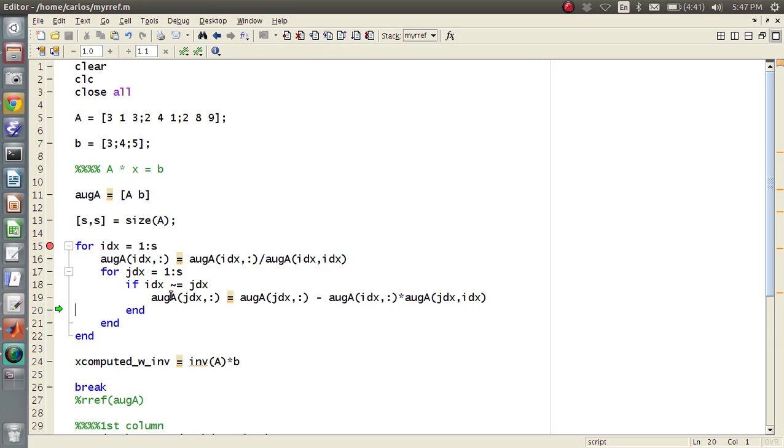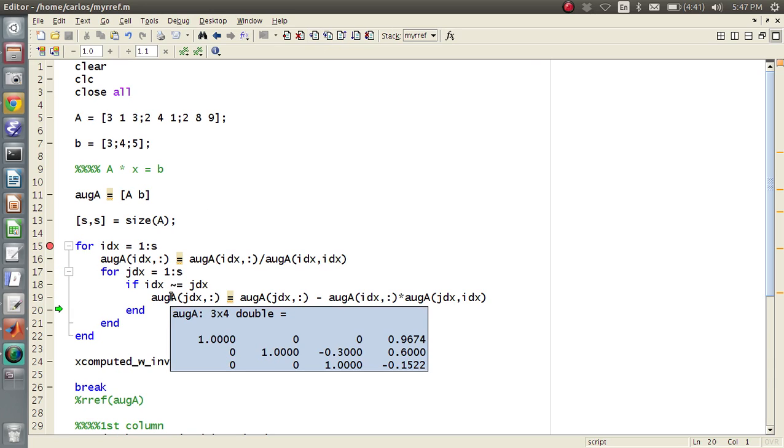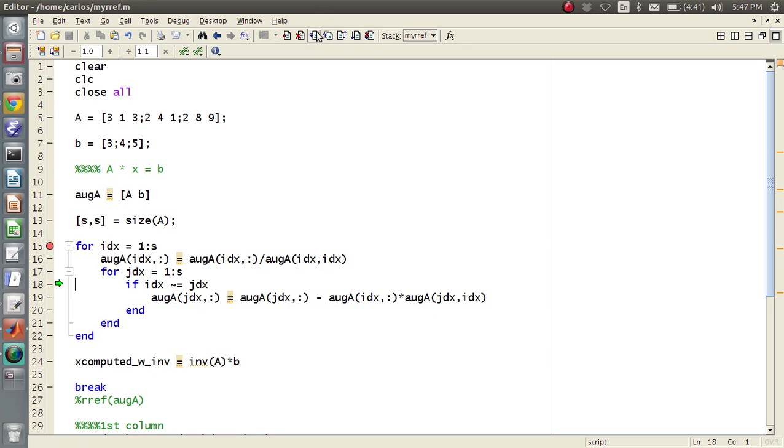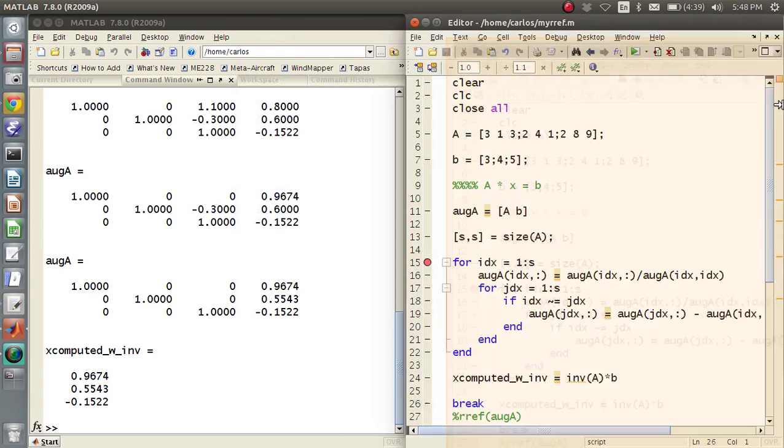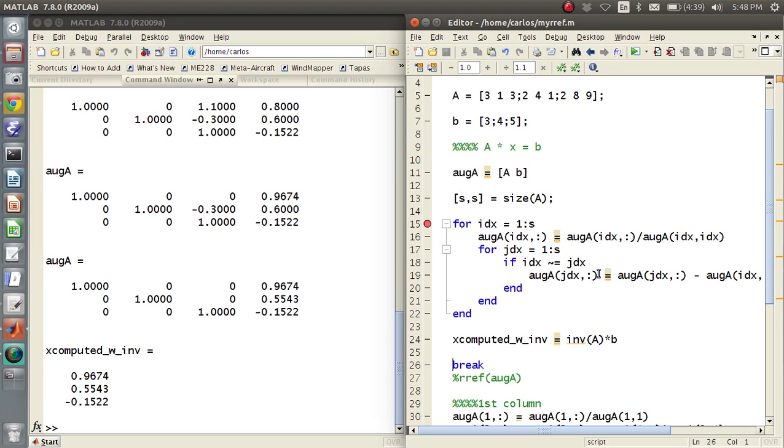I get a 0 now in the 1, 3 slot, and then I come back. Now I have a 0 in the 2, 3 slot. I come back. I skip this because IDX is 3 and JDX is 3, so I skip that. The code is over, and I break out. And the end result is 1's along the diagonal, 0's along the off diagonal, and that's Gaussian elimination that will work for almost every matrix.